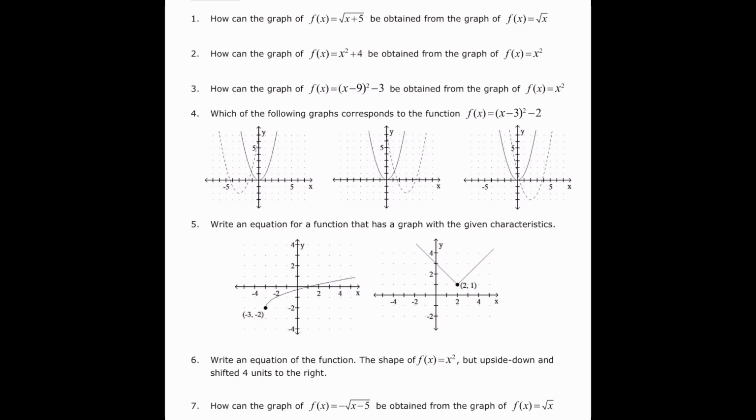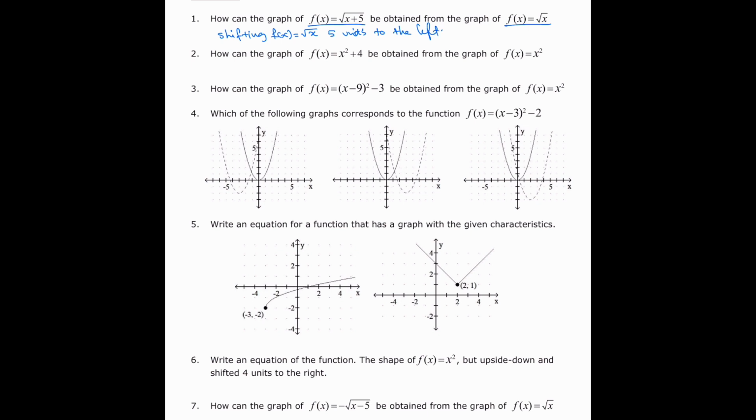Section 3.5, how can the graph of f of x equals square root of x plus 5 be obtained from the graph of f of x equals the square root of x? So I know that the parent function has transformed, and the transformation here is a horizontal shift. The horizontal shift is going to be moving to the left 5 units. So shifting f of x equals square root of x 5 units to the left.